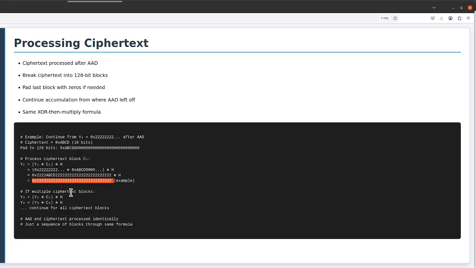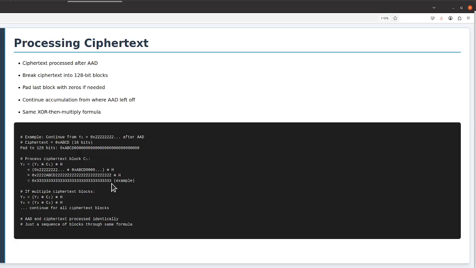The XOR gives 0x11...11. Wait, let me recalculate that. 0x22 XOR 0x33, in binary, is 00...10 XOR 00...11. This equals 00...01, which is 0x11. So the XOR gives 0x11...11. Now multiply by H in the Galois field to get Y2. Let's say that's 0x44...44.